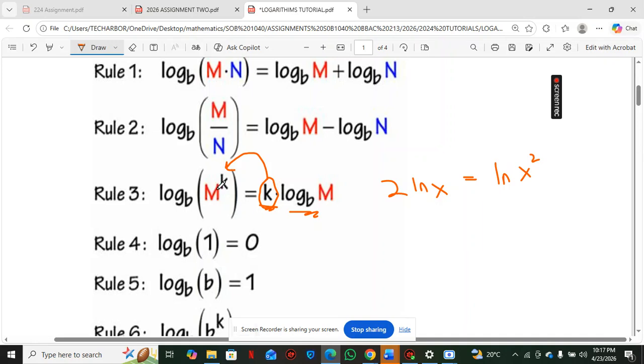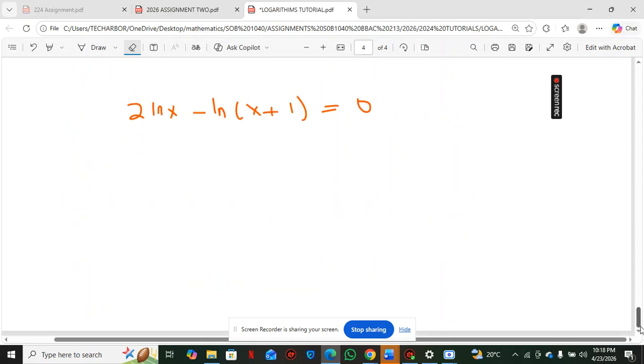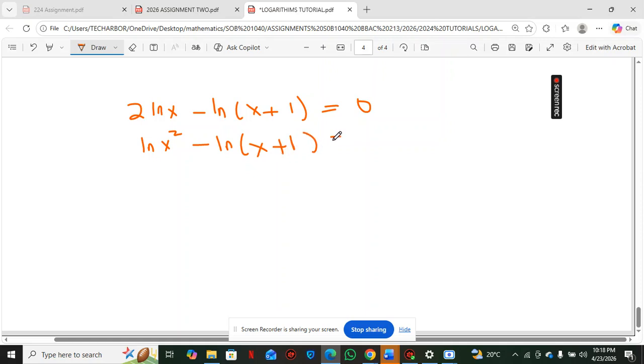All right. We're using this property of logarithms here. Have you seen? Log b of m to the power k, this k just comes in front of the log, as you can see here. k log b m. So this is the same law we're applying here, and we're dealing with natural logarithms. So 2 natural log of x equals natural log of x squared, applying the power rule. So in our example here, it's going to become natural log of x squared minus natural log of x plus 1 equals 0.